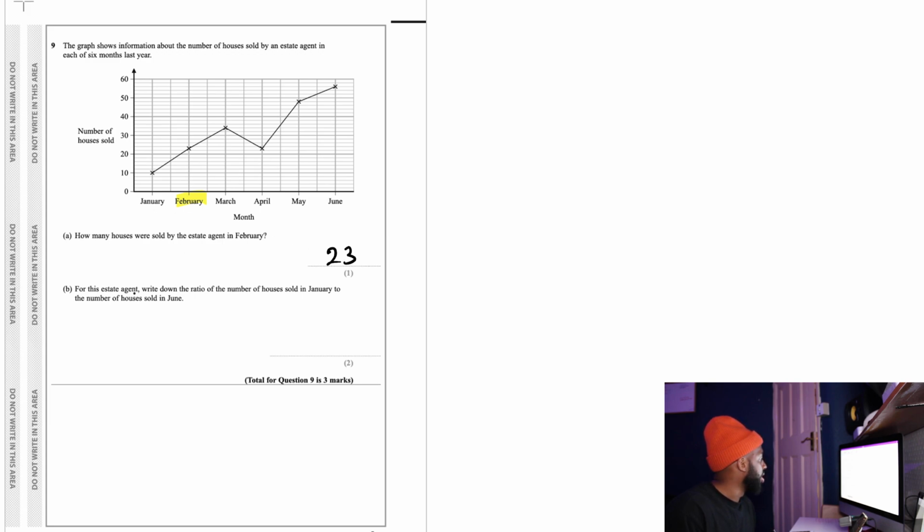houses sold. For this estate agent, write down the ratio of the number of houses sold in January to number of houses sold in June. So we're going to look at January and June. So in January, that was 10. June, that looks like 56. So I'd say 10 to 56 for that one. Potentially could be simplified to 5 and 28. And that's it.